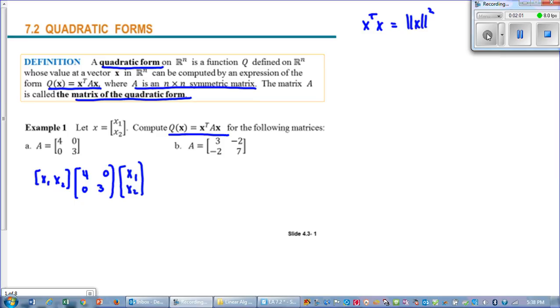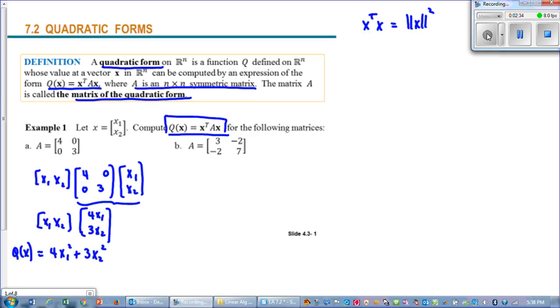Okay, so I'm going to multiply these two together first, which is going to give me a 2 by 1, which will be 4x1, and then 3x2. Okay, and so this comes out to be 4x1 squared plus 3x2 squared. And this is our function, q of x, that you'd get that's in this form for that particular matrix A.